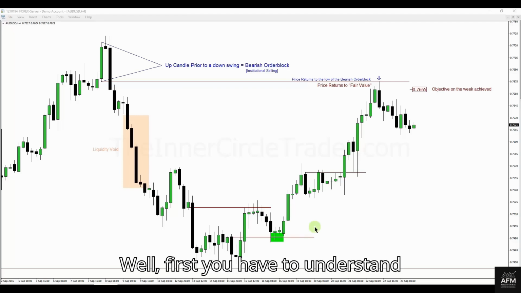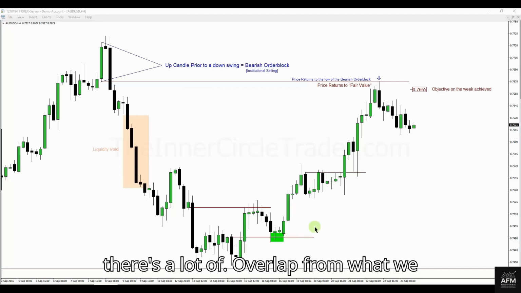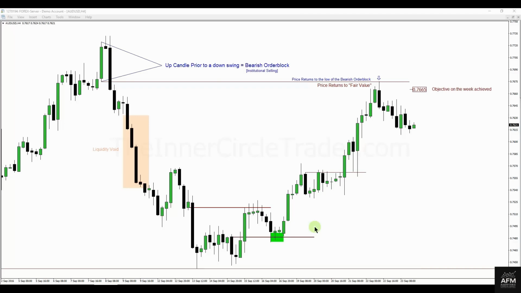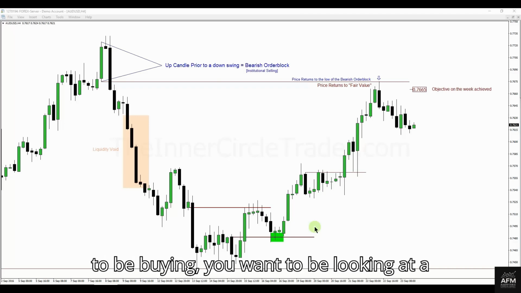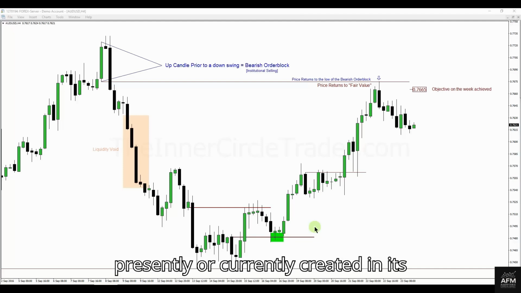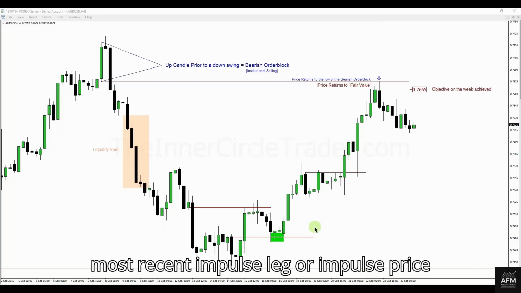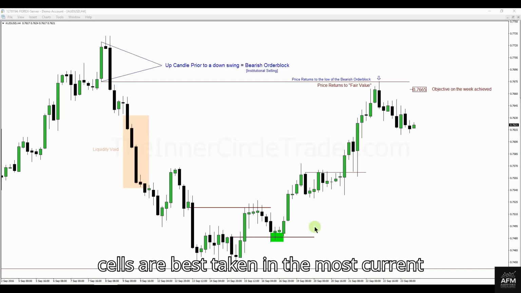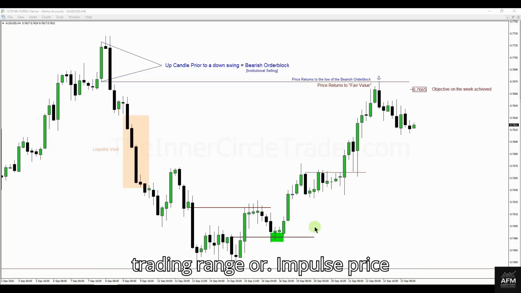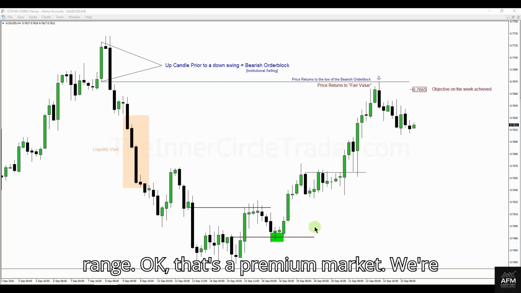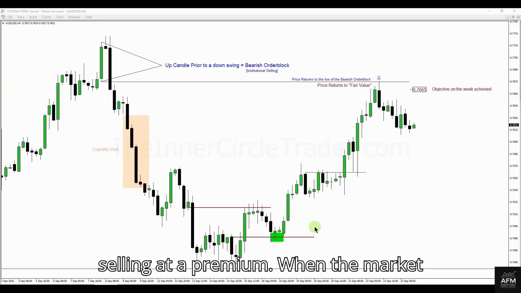Well, first you have to understand there's a lot of overlap from what we just covered in the previous two sessions, that being equilibrium to discount and equilibrium to premium. Obviously, if you want to be buying, you want to be looking at a discount market. That means trading in the lower third of the current trading range that the market has currently created in its most recent impulse leg or impulse price swing. The sells are best taken in the upper third portion of that range. That's a premium market. We're selling at a premium.